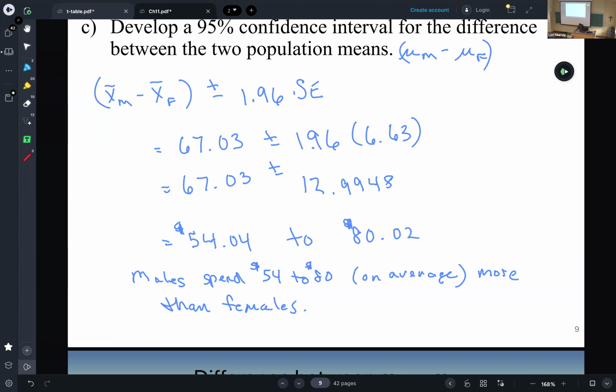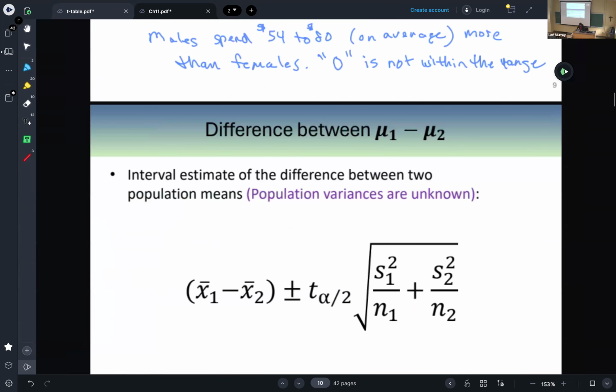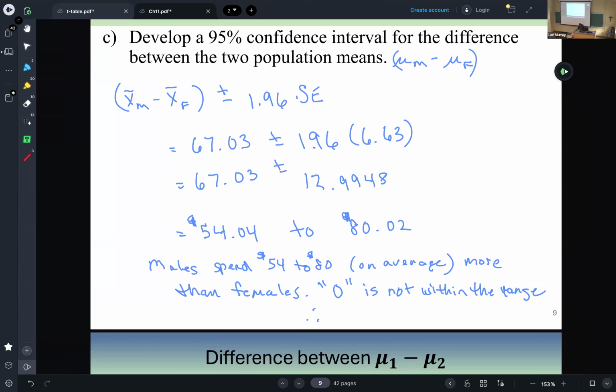And since 0 is not within the range or the interval, therefore it is statistically significant. So the difference is statistically significant, the difference in their behaviors of spending.